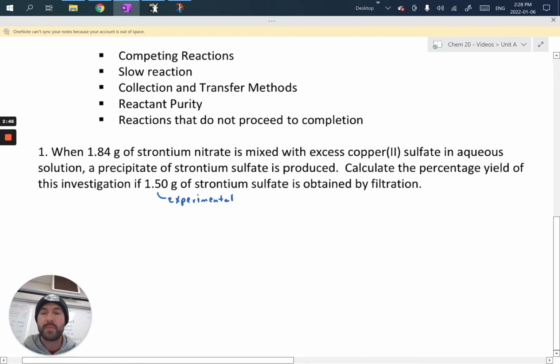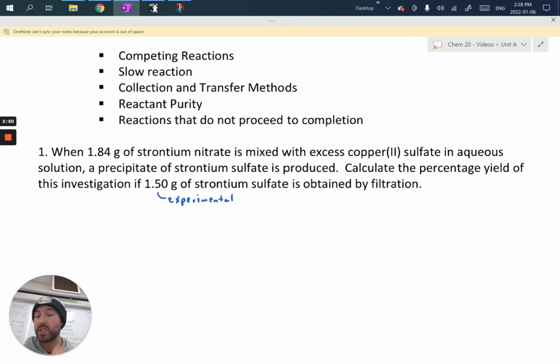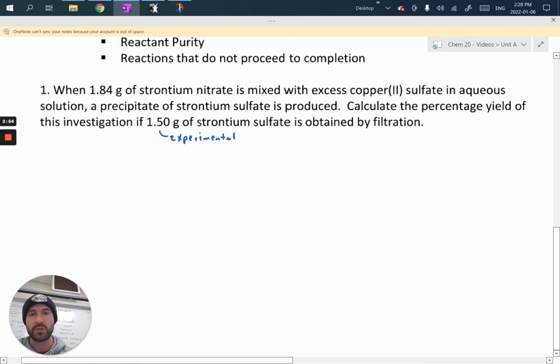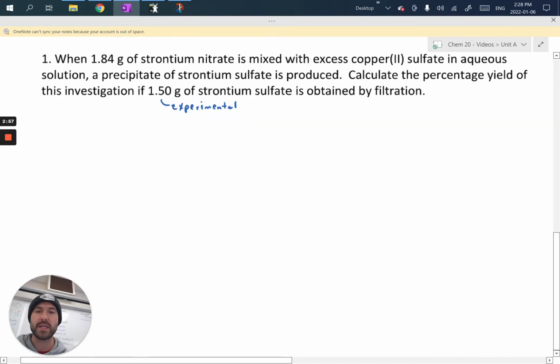Now the theoretical value is the one that we are going to calculate. It'll be our expected quantity of precipitate that we're going to get from doing a stoichiometry problem. So let's do that now. And with any stoich, we need a balanced chemical equation. So we're going to have strontium nitrate. Strontium is a 2+, nitrate is a 1- polyatomic ion. So we're going to end up with Sr(NO3)2. We need 2 of those NO3s, and that's going to be in aqueous solution.